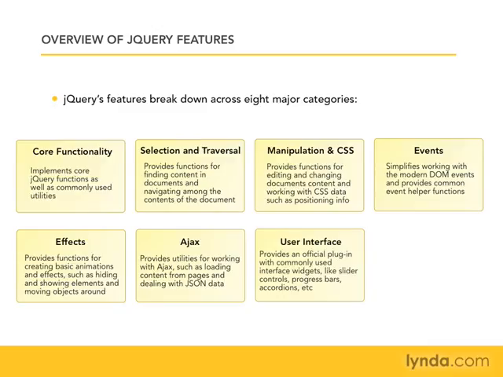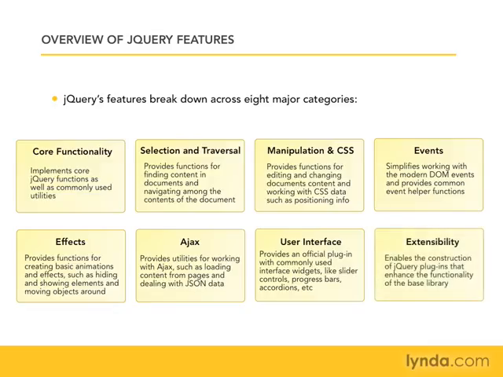Then there's the UI category, and the UI category is actually a plugin. It's an official plugin from jQuery that provides some pretty common interface widgets, like slider controls, accordion, progress bars, dialogues, that kind of thing. And then finally there's extensibility. And the extensibility category is what enables the construction of jQuery plugins that basically add on to the functionality of the base library.